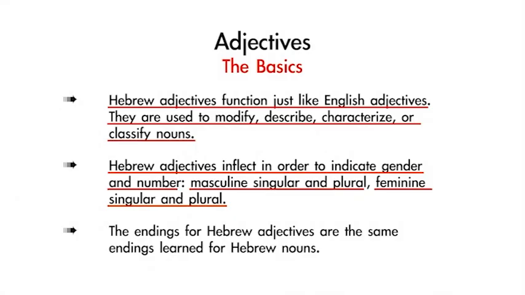Third, the endings for Hebrew adjectives are the same endings learned for Hebrew nouns. In fact, in terms of the spelling of Hebrew adjectives, you already know every principle that's to be employed in their inflection, both masculine and feminine, and singular and plural. So in terms of spelling, there's nothing new to learn in this chapter. We're going to simply review and reinforce what you already know in a new context, the context of adjectives.